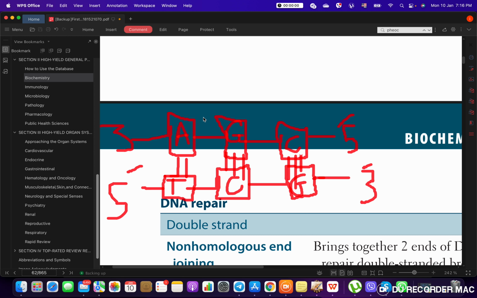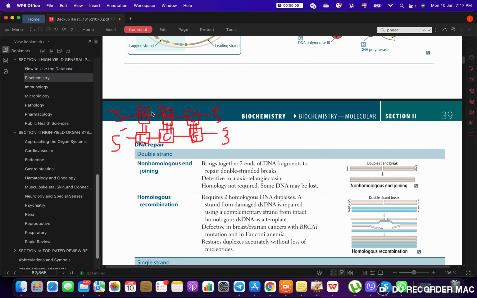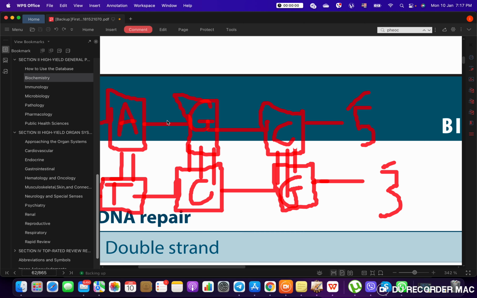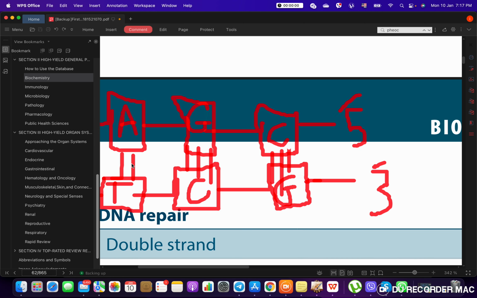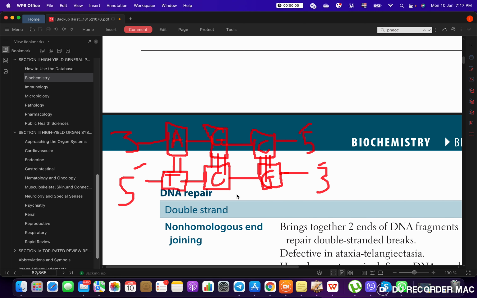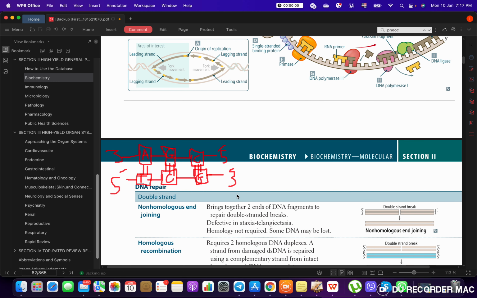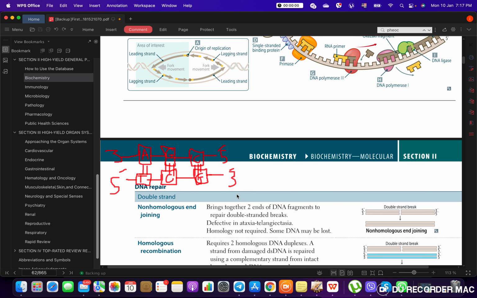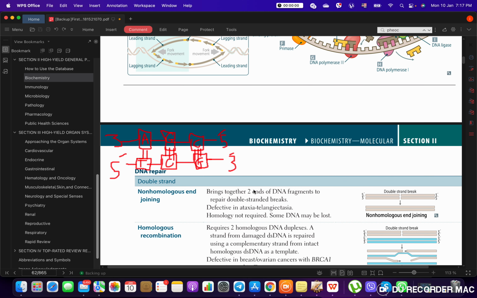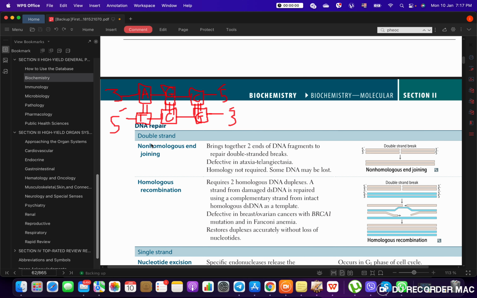Okay, what do we name this bond here? I mean between two nucleotides. Phosphodiester bond. Which one is stronger? Is it this phosphodiester bond or the hydrogen bond? Well, the strongest bond is the phosphodiester bond. Yes. So, okay, now we have DNA repair.